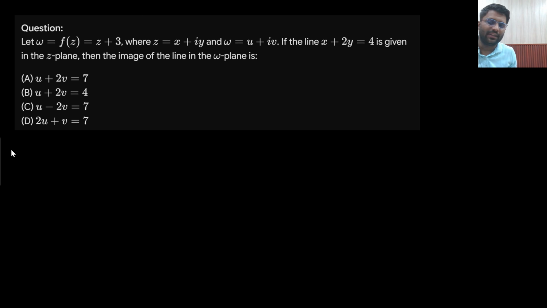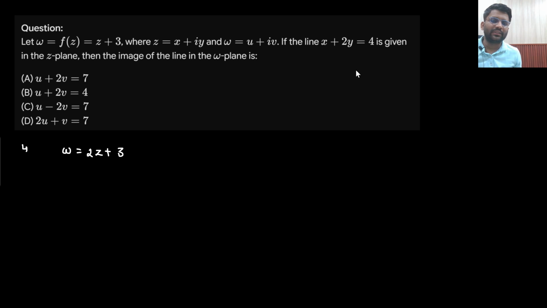So your function of z is given as 2z plus 3. Okay, z equals x plus iota y, and omega equals u plus iota v, that you already know. If the line x plus 2y equals 4 is given in the z plane, find the image of this line in the omega plane. What do they mean to say?